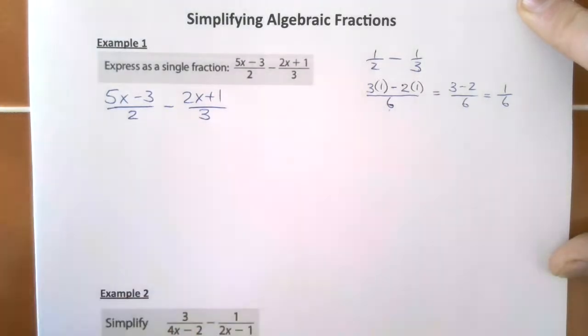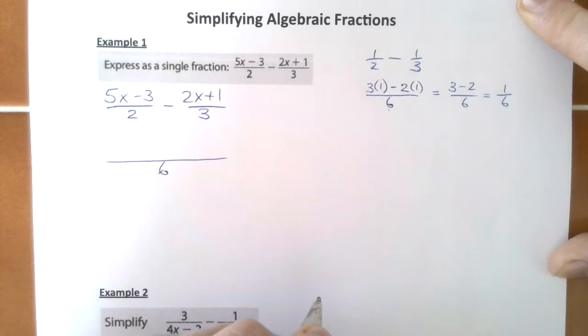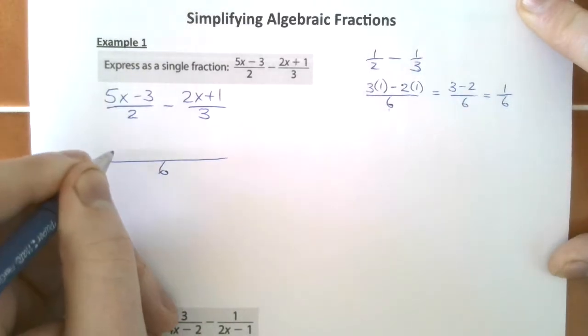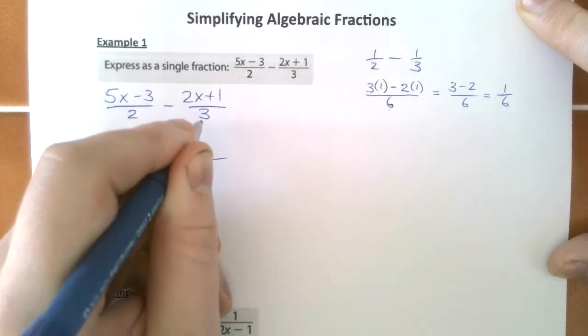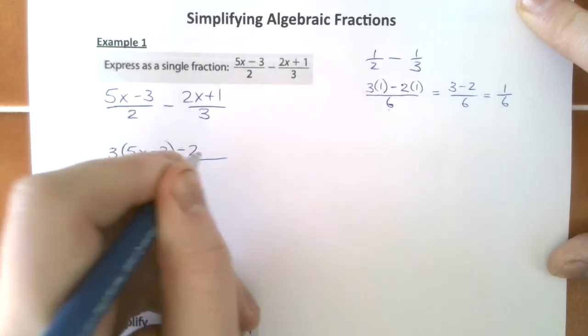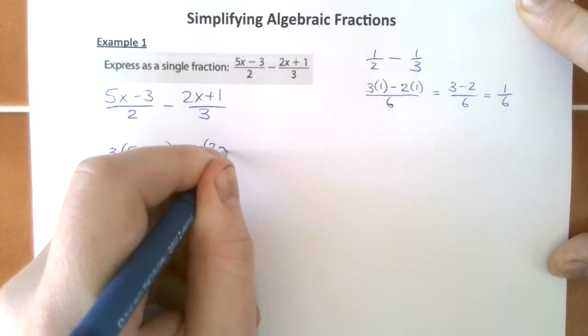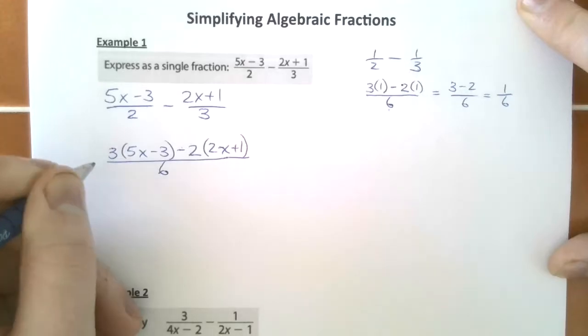Now coming over to this kind of example. We again need to find our lowest common denominator, which is 6. 2 divides into 6 3 times, so it's going to be 3 times 5x minus 3. 3 divides into 6 2 times, and don't forget your minus, and it's going to be times by 2x plus 1, and then we need to multiply out our brackets.